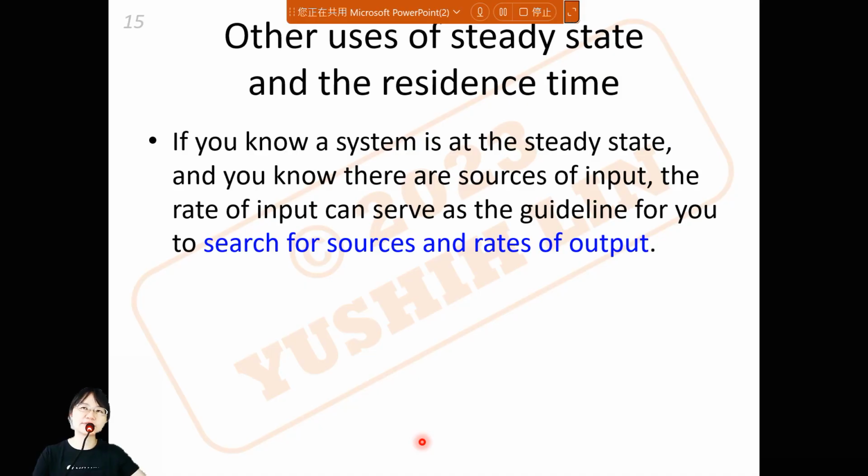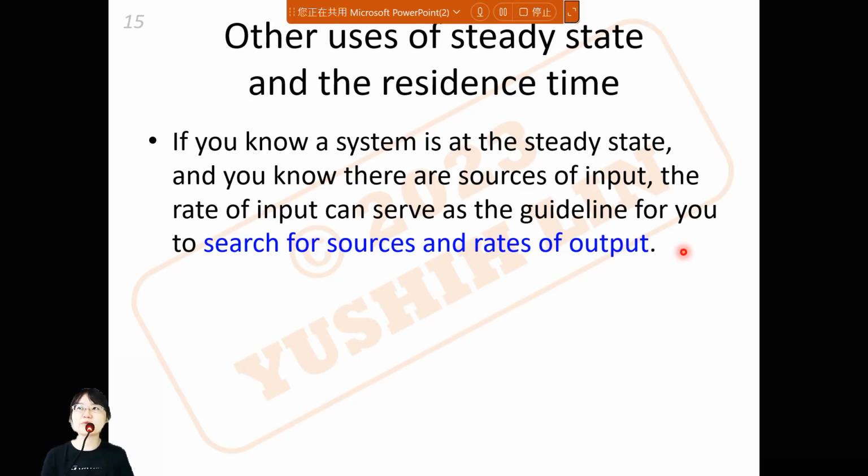And here I would like to say a few words regarding the residence time because it is a very useful concept in marine chemistry. Below are a few examples. If you know a system is at a steady state, or you assume it to be at a steady state, and you know there are sources of input, and you also know the rate of the input, then the rate of input can serve as a guideline for you to search for sources and rates of output.